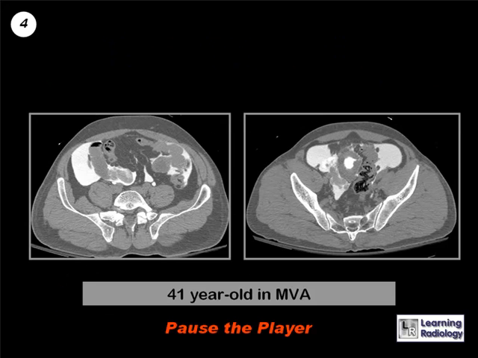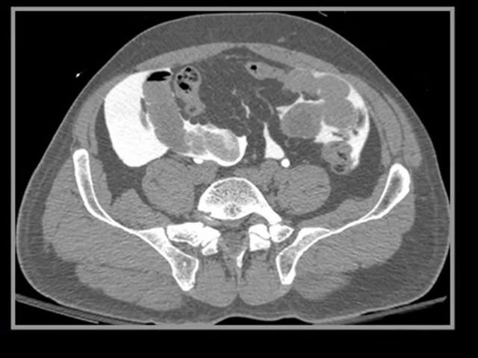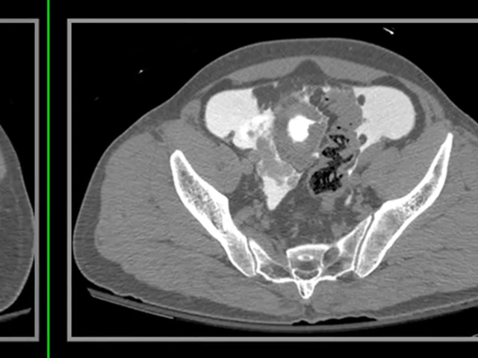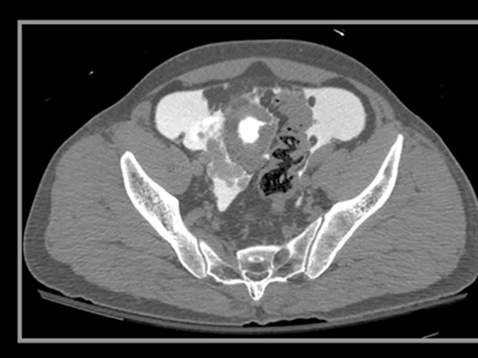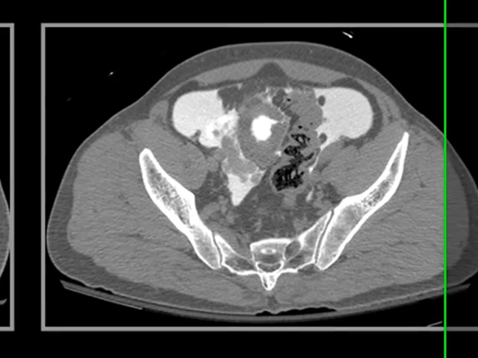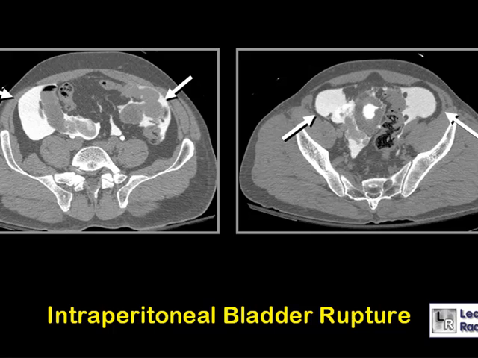The next case is a 41-year-old who was involved in a motor vehicle accident. These are 2 views from a CT retrograde cystogram. Pause your computer or MP3 player. This is an example of an intraperitoneal bladder rupture.